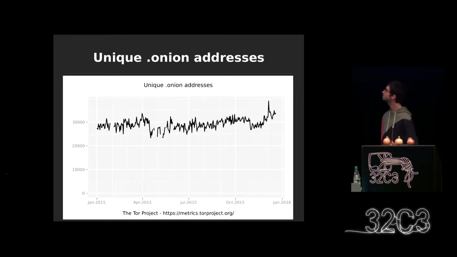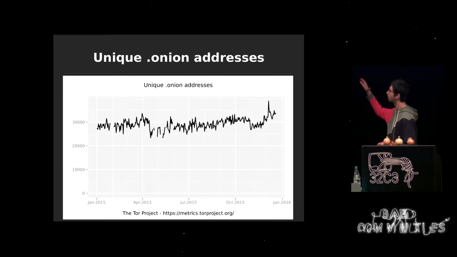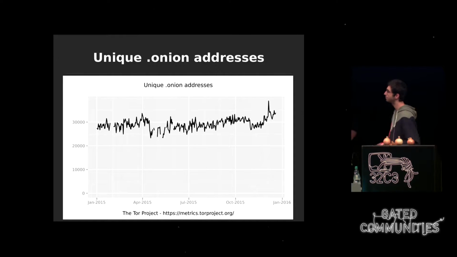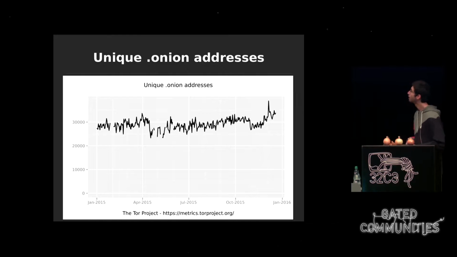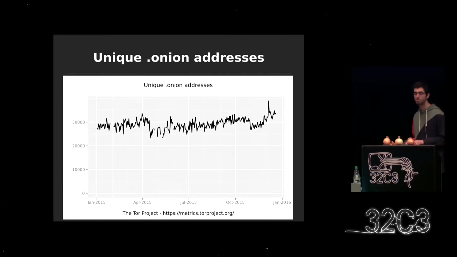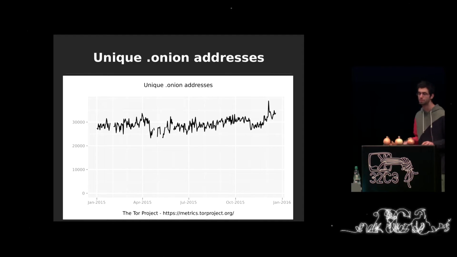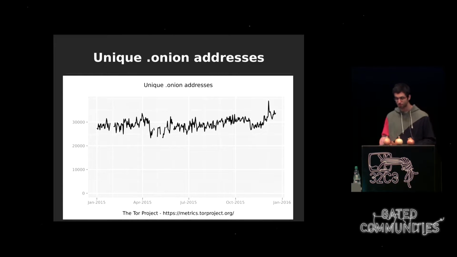This first statistic is the number of hidden services on the network, and you can see that it's about 30,000 hidden services, give or take. It's a pretty small number if you compare it to the whole internet. I don't even know. It's basically in the early adoption stages.